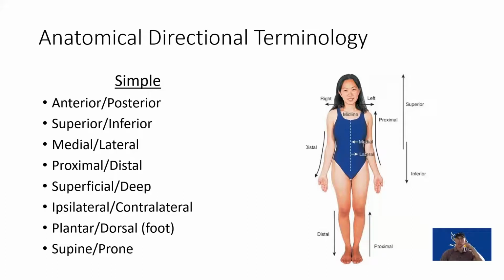Supine and prone refer to when we're laying on the ground. Supine is on our back, sorry. Prone is on our stomach. So supine, we're laying on our back, our stomach is up, our anterior side is up. Prone, our anterior side is down.